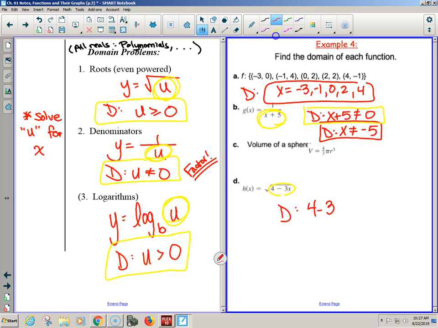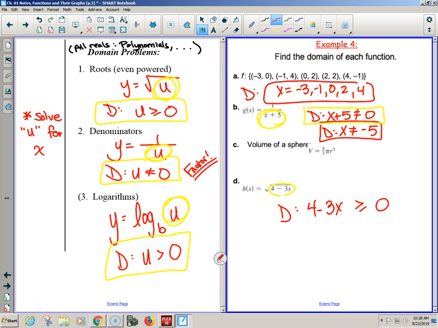4 minus 3x. The entire u lump needs to be set greater than or equal to 0, but domain is looking for what? X. X's. How far left to how far right. Horizontal measurements or coordinates. So can you do this legally? What would you do first? Minus 4 or plus 3x? Minus 4.